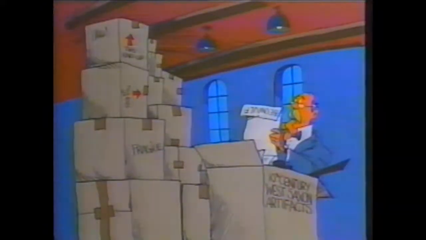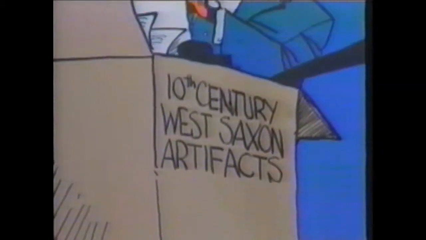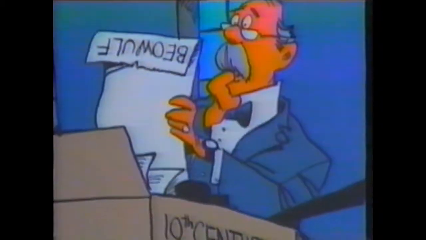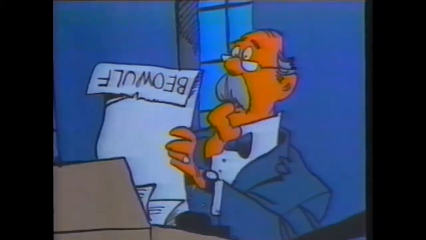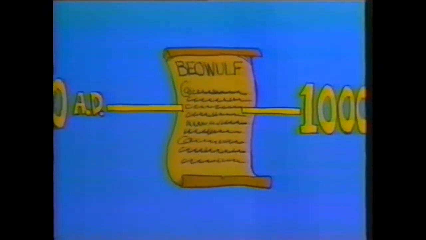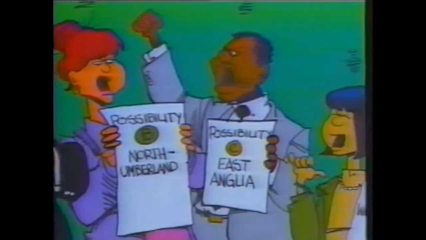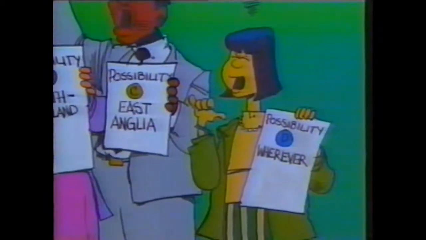The only copy of the poem is dated to the 10th century and is preserved in a manuscript identified as coming from the West Saxon kingdom. But exactly when and where the poem was composed during the years 600 to 1000 is undetermined, with experts offering sound reasons for a variety of possibilities.